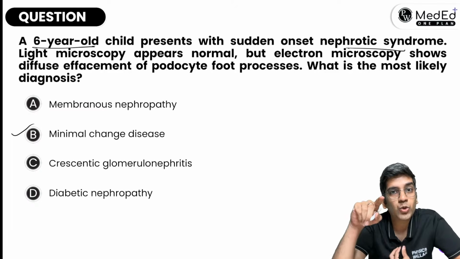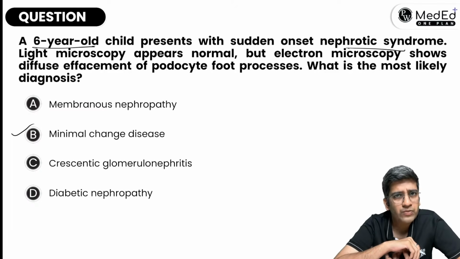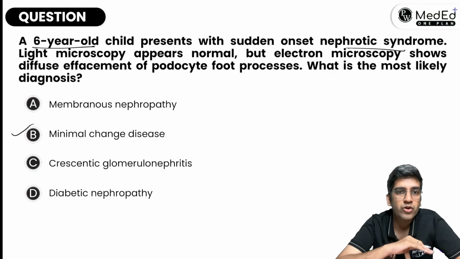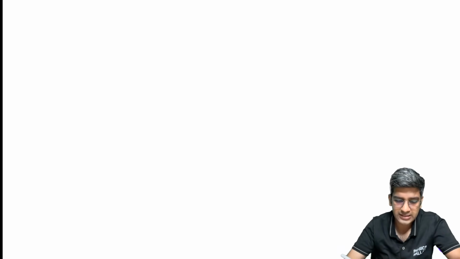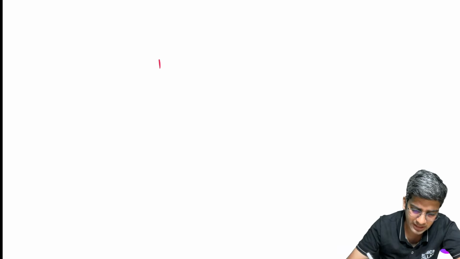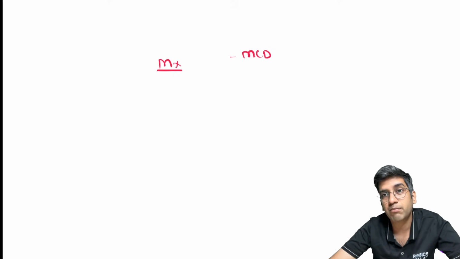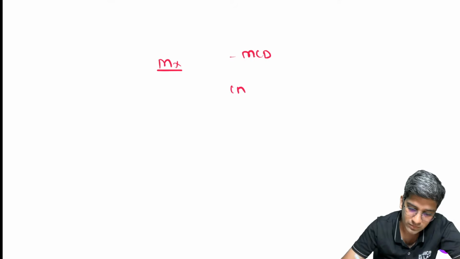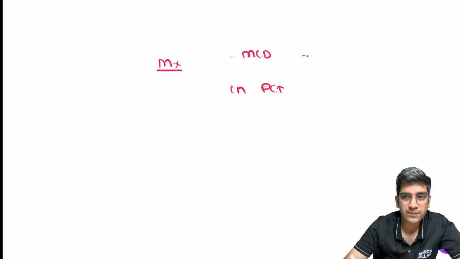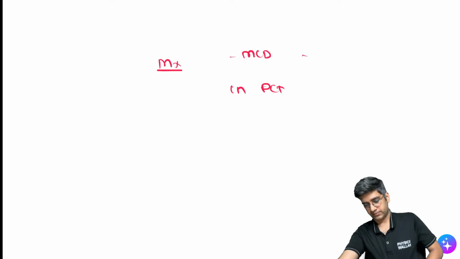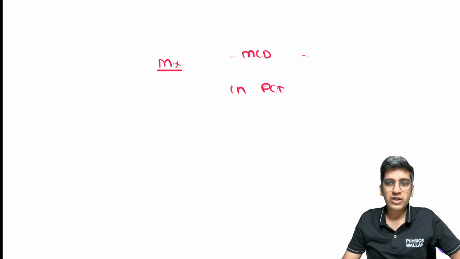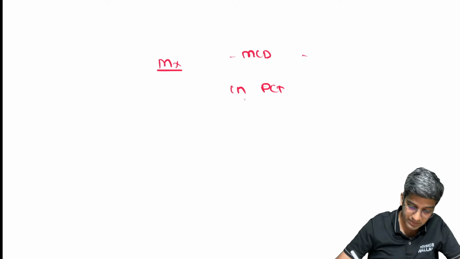To confirm, light microscopy will be normal in minimal change disease, and electron microscopy shows effacement of the foot processes, right? Now, I'll just see if you remember this. Can anyone tell me what the light microscopic change is? Any significant light microscopic change in minimal change disease is in the proximal convoluted tubules. The glomerulus will be completely normal in MCD, but in the PCT, you'll have lipid deposits.